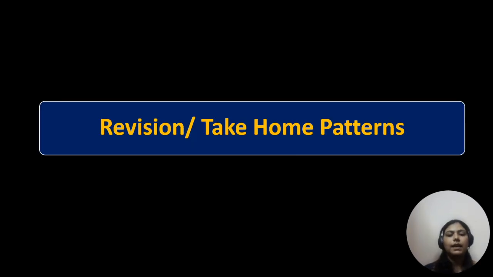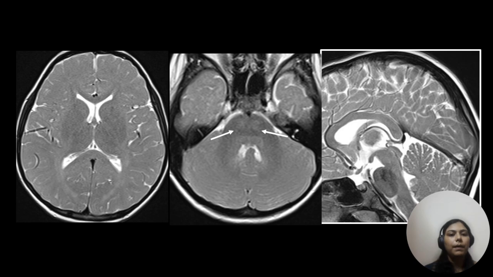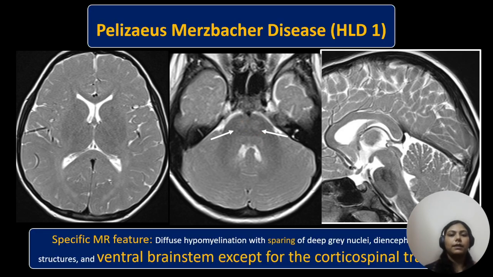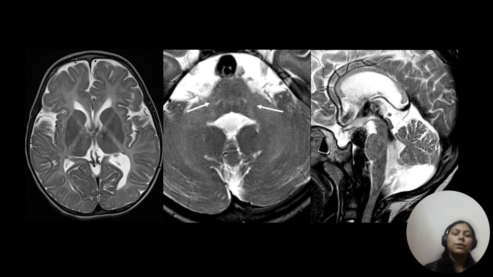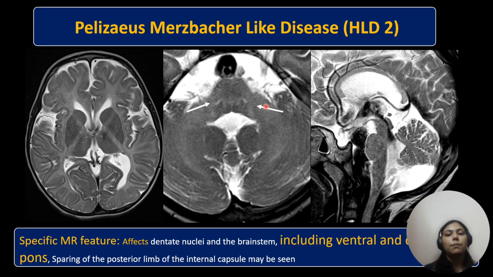Before ending, let us have a quick recap of the very commonly seen hypomyelinating leukodystrophies. This is the prototype hypomyelinating leukodystrophy with diffuse hypomyelination but sparing of the ventral brainstem except for the corticospinal tract. This is Pelizaeus-Merzbacher disease. As compared to Pelizaeus-Merzbacher disease, there is also involvement of the ventral brainstem in addition to the dorsal brainstem in this hypomyelinating leukodystrophy, which has a milder course than PMD, and this is Pelizaeus-Merzbacher-like disease.